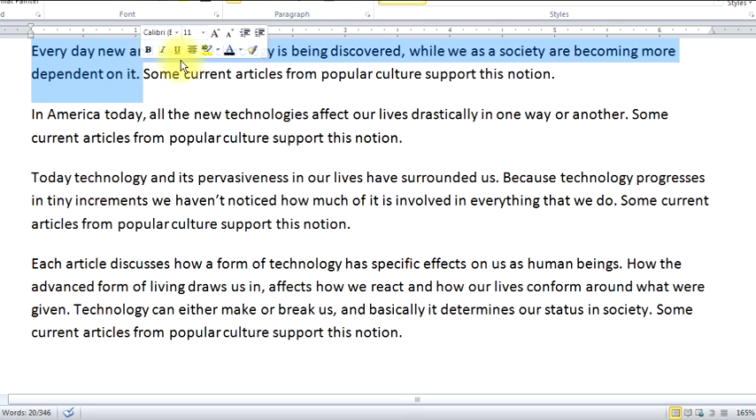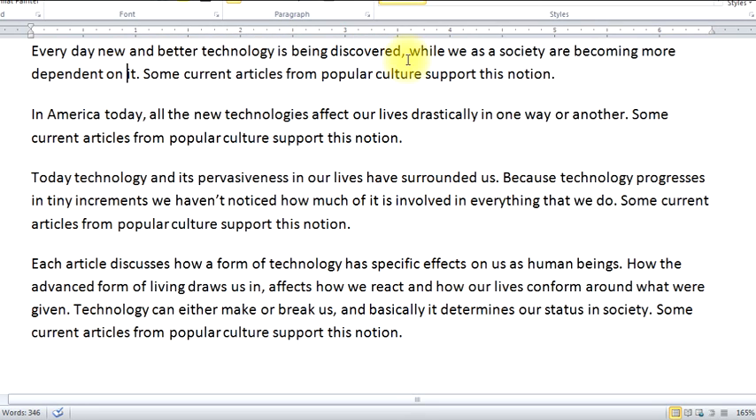"Every day, new and better technology is being discovered, while we as a society are becoming more dependent upon it." Yes, that's true. But see, the articles are much more specific about the type of technology. I mean, this also includes washing machines, doesn't it? So this is too vague, too broad. It needs to be tweaked and made much more specific and perspicacious, much more analyzing or penetrating.